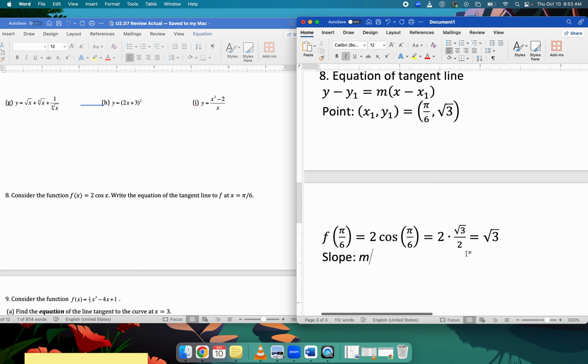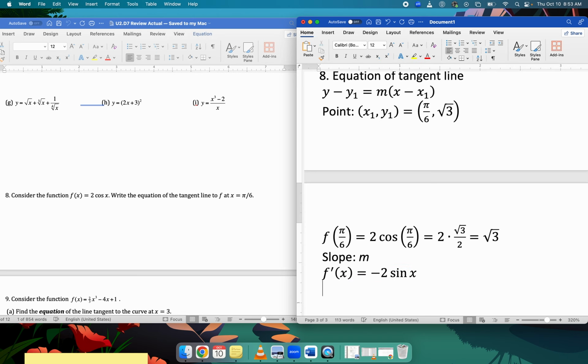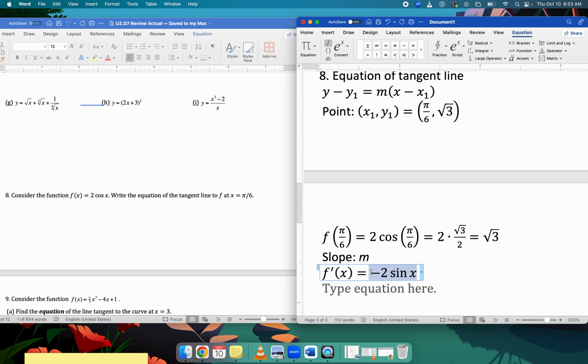For the slope, I need to take the derivative. F prime of x is negative 2 sine x. The slope, of course, is not this guy. Slope is a number, right? I need to evaluate this guy at pi over 6. So that's negative 2 sine pi over 6, which is negative 2. Sine pi over 6 is 1/2.